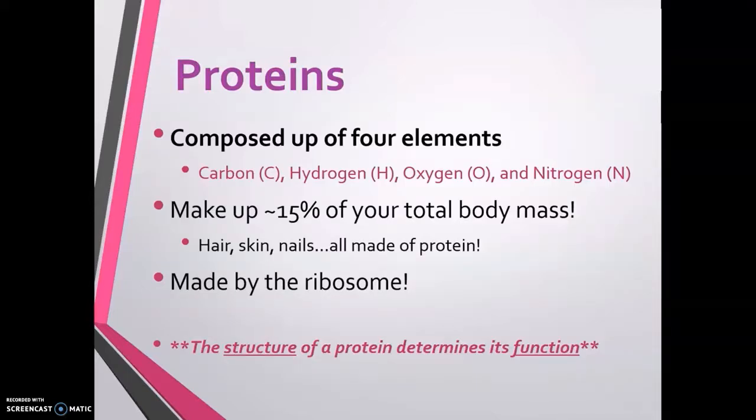Proteins are composed of 4 elements. We have our standard carbon, hydrogen, and oxygen, but also notice now we have nitrogen. Every protein is rich in nitrogen in addition to carbon, hydrogen, and oxygen. Proteins make up about 15% of your total body mass, so a lot of the tissue of your body is made up of protein. That's one of the major reasons why we need protein: it forms our body tissues. It forms our muscle, our hair, skin, and nails. Collagen, keratin, if you've heard of those before, those are proteins.